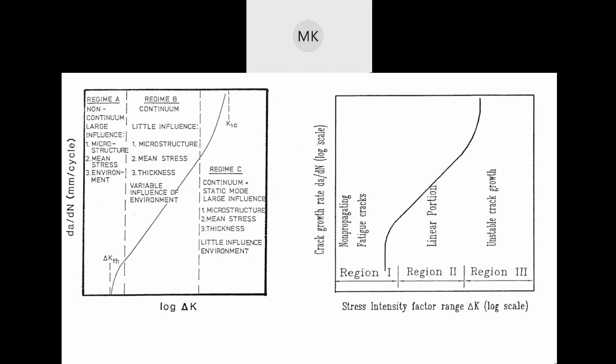So, in the same thing, in an easier way to write it: in region A, microstructure is going to affect it, mean stress is going to affect it, and environment is going to affect it. In region 2, there's little to no influence of microstructure, mean stress, or thickness. Variable influences of environment are still going to affect it. In stage 3, any small change is going to make it fail faster or survive for a long period of time.